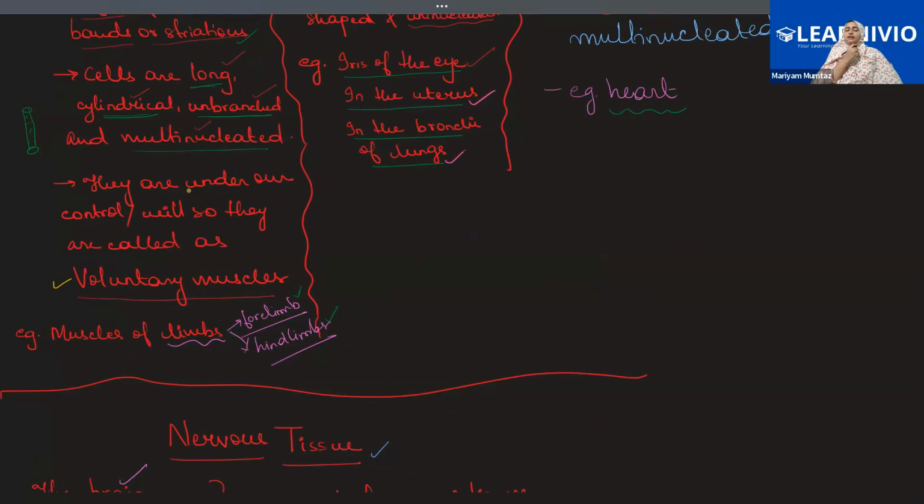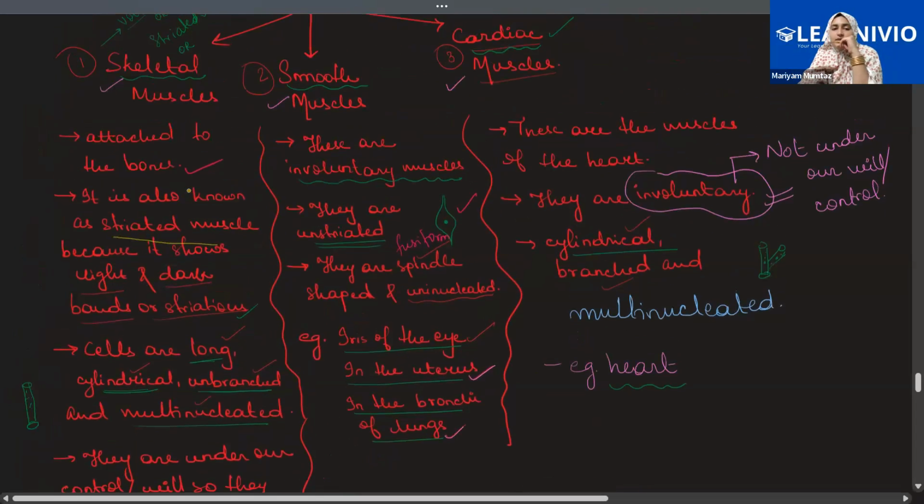The best example that you can take over here is the muscles of the limbs. Either it is the forelimb or the hind limb, the muscles of the limb are called voluntary muscles. So this was skeletal muscles.